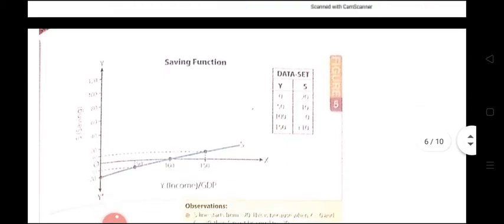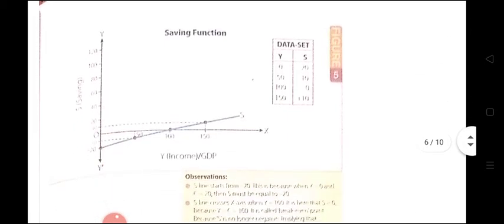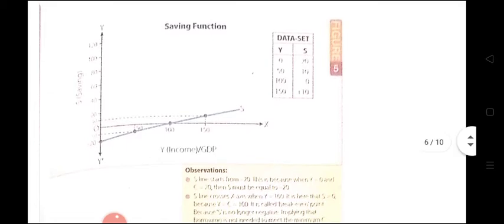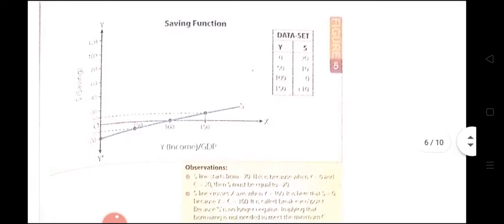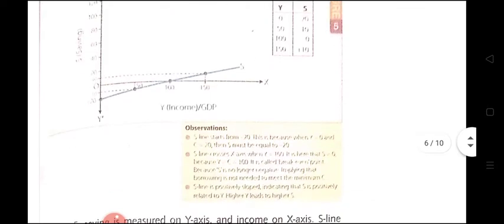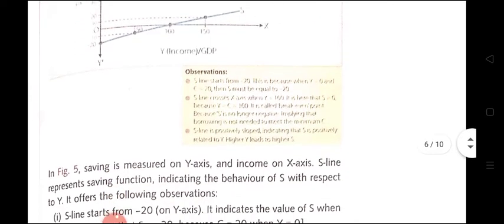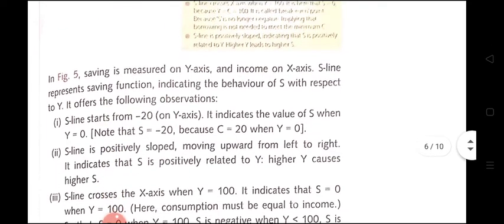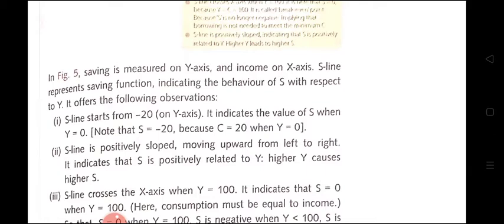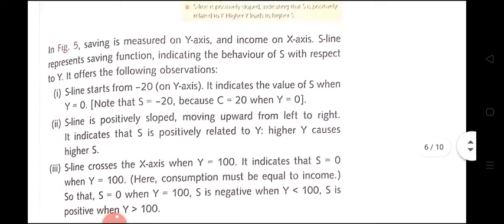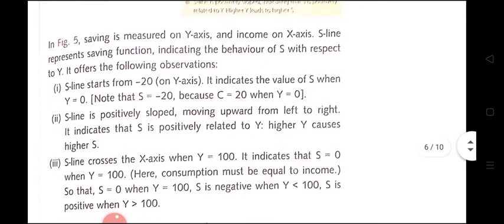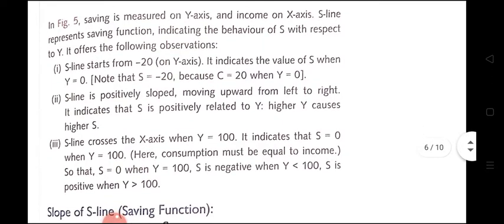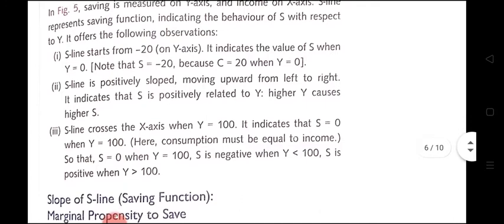Now, referring to the slope of the saving function, you can just see on your screens. This slope will start from a negative point, that is minus 20. When the income level is 0, my saving is minus 20. This is called autonomous saving. Hence, we will be deriving the saving function from the consumption function. Let us see. Remember 3 points. S starts from minus 20, which indicates that the value of S is minus 20 when income is 0. Secondly, S is positively related to Y.